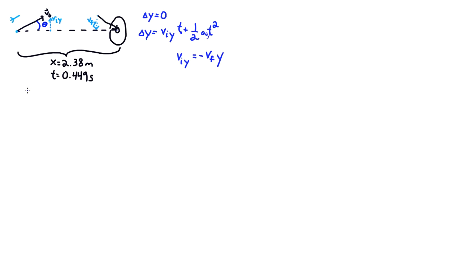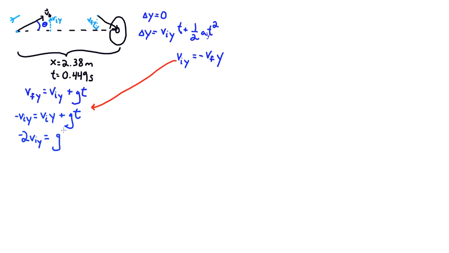To that point, the next equation that might be relevant is one that finds final velocity from initial velocity, or vfy equals viy plus g times t. Since we've already determined that final y velocity is the negative of the initial y velocity, negative viy equals viy plus gt, or negative 2 viy equals gt.